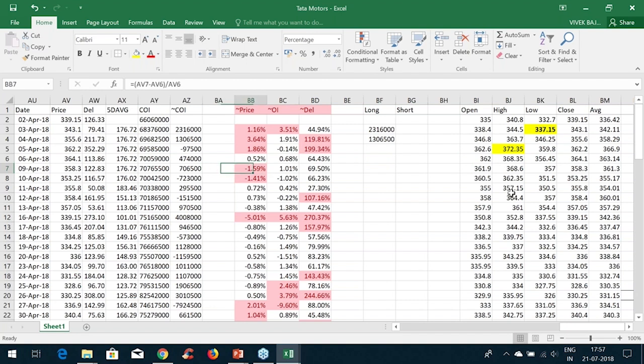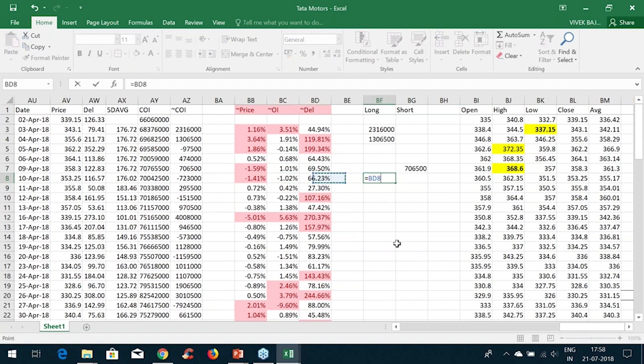The next day price fell and the open interest increased. That means there was a short position build up in this stock. Again, the high of that day becomes important. So when there is long position build up, low becomes important. When there is a short position build up, the high becomes important in a particular stock. Okay. The next day open interest went down and the price went down.